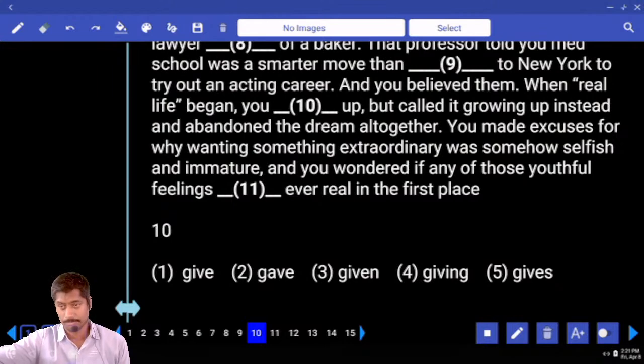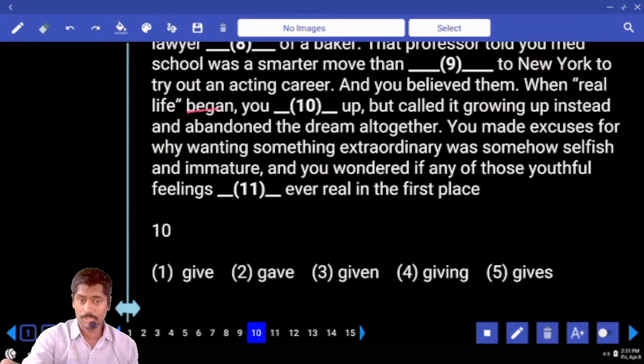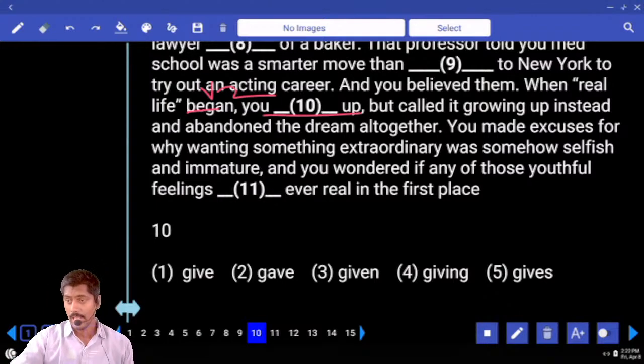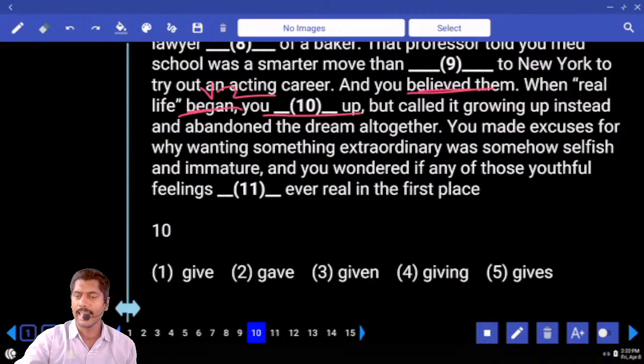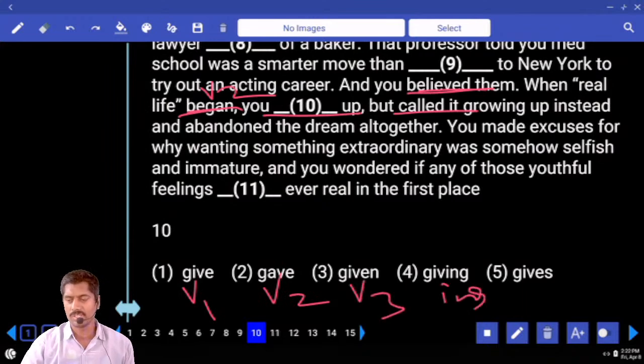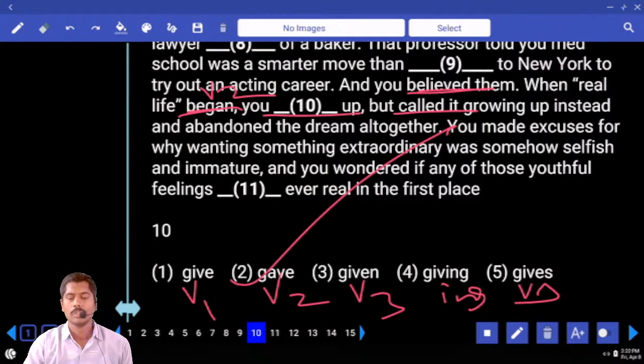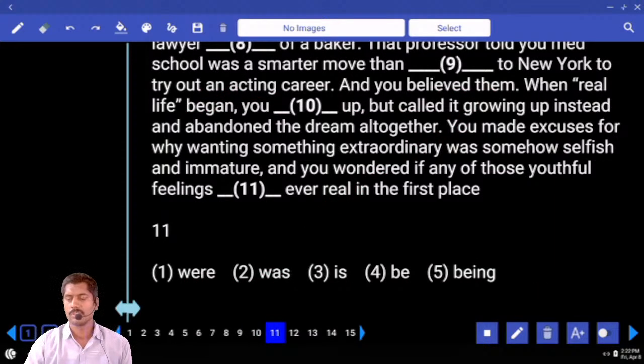And you believed them. When real life began, you dash up. I require some sort of past. Why do you want to take past, sir? Because already past: believed, began, caught. This is V1, this is V2, V3, ing. What is needed? V2. Gave up. Gave up means stop doing something, but called it growing up instead and abandoned the dream altogether.